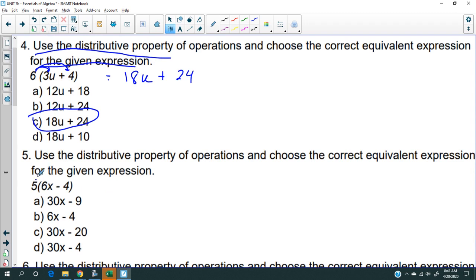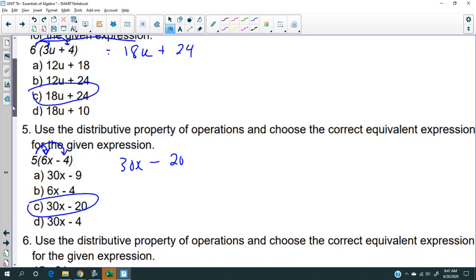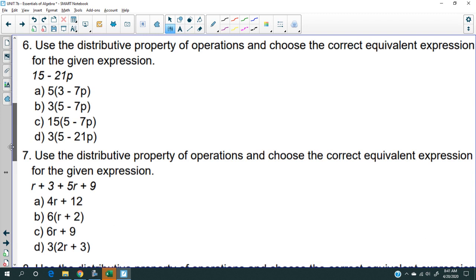It's the same kind of question, right? So let's see. 5 times 6x is 30x, minus 5 times 4 is 20. 30x minus 20, that's choice C. Okay, all right. Try 6 and 7 on your own right now. Press pause, try 6 and 7.